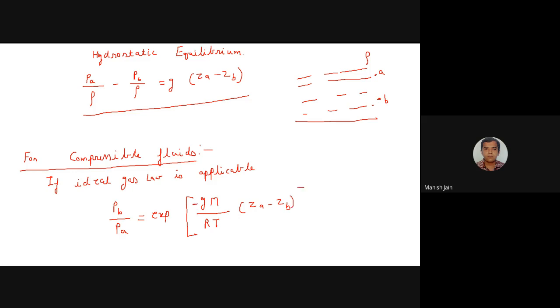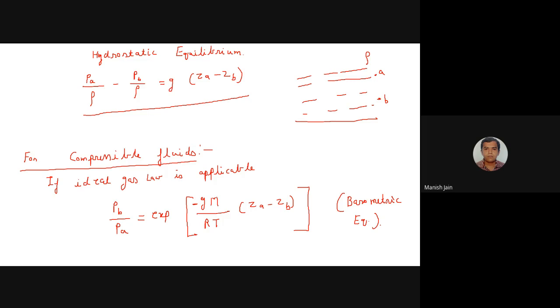Okay, so M is the molecular weight of the fluid. Okay, A and B are the same. Yeah, there are two points at the different elevation. So you can calculate the pressure drop between these two points by using this equation. This equation is called the barometric equation. Okay, so this equation is widely used to calculate the pressure drop in atmosphere.